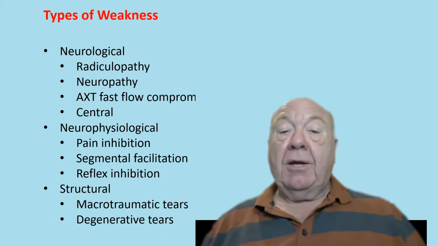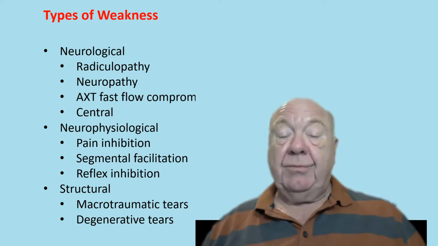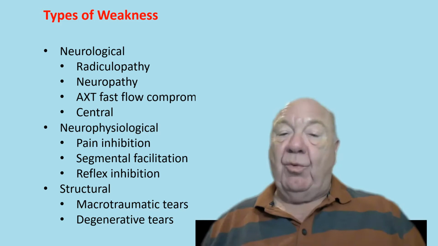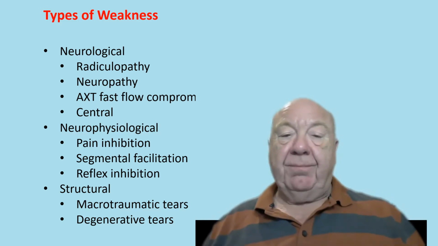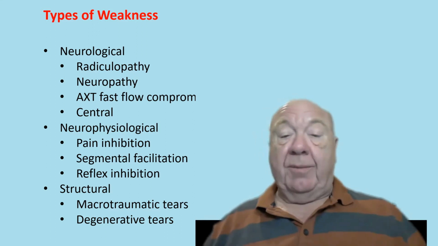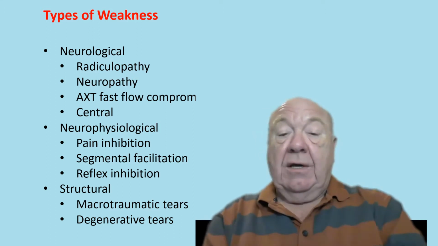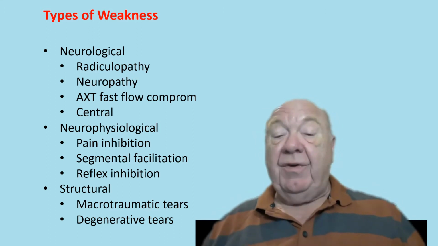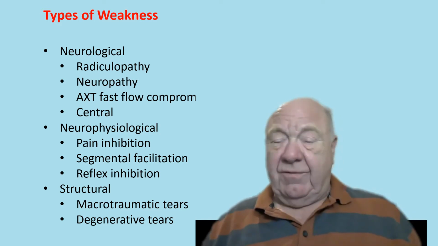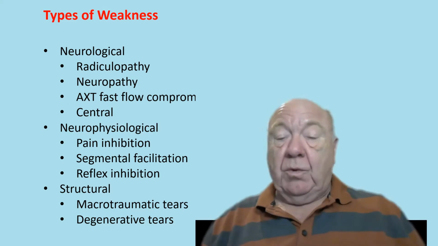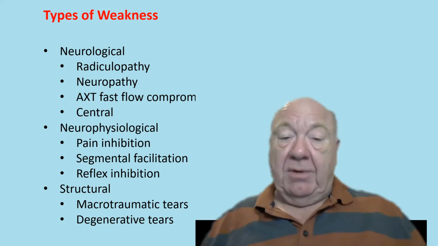Neurophysiological types. Pain inhibition is a big one. This is an automatic reflex giving way of the muscle due to the amount of pain being generated by its contraction. It can occur with type 2 muscle tears, fractures, and really severe joint arthritis. Not all tissues do this for some reason, but most will. If the pain gets to a certain level, the muscle cuts out.